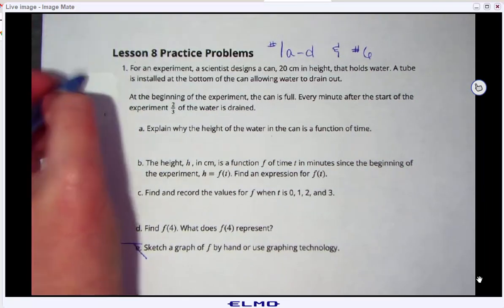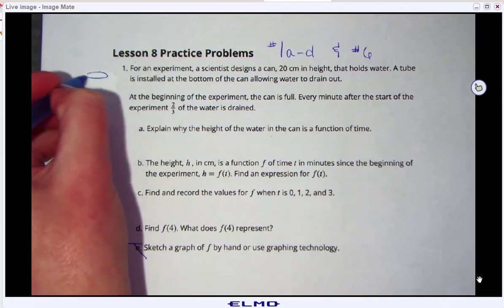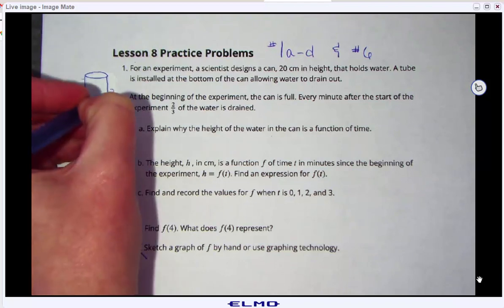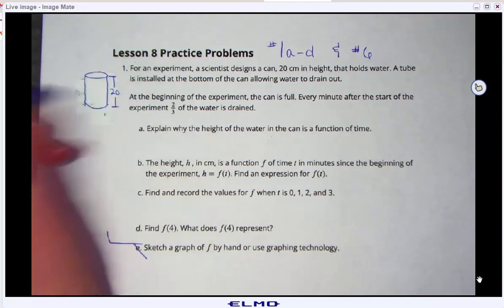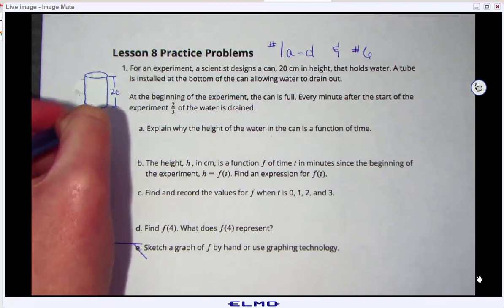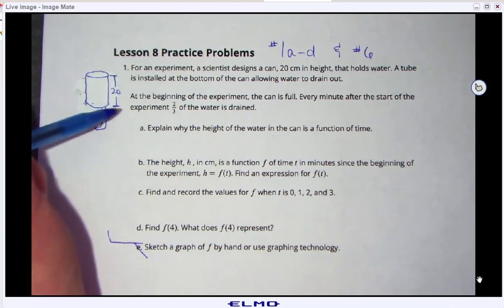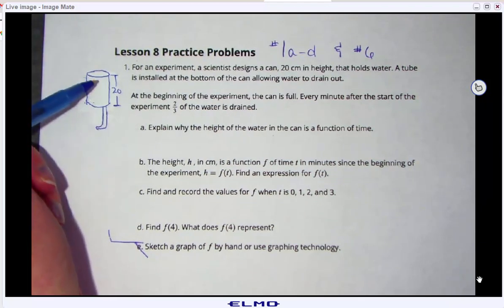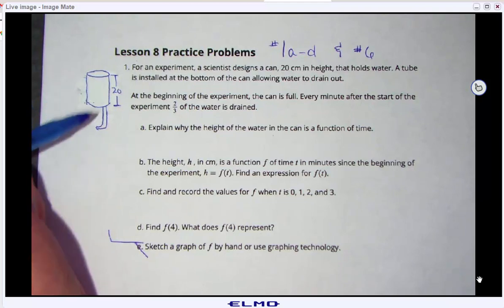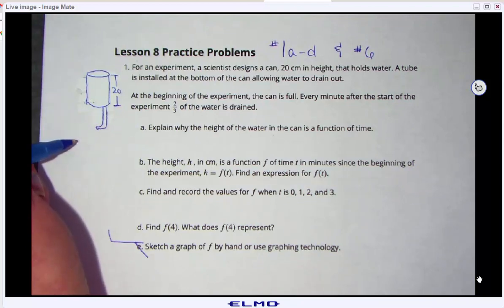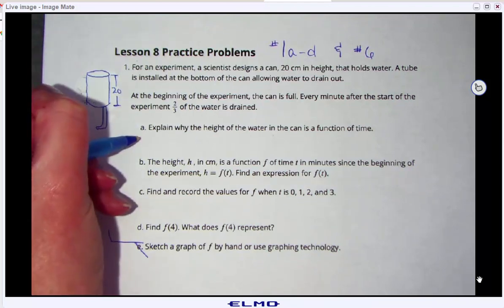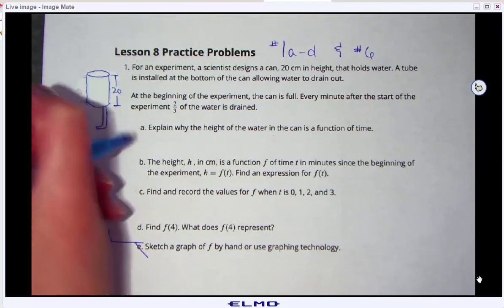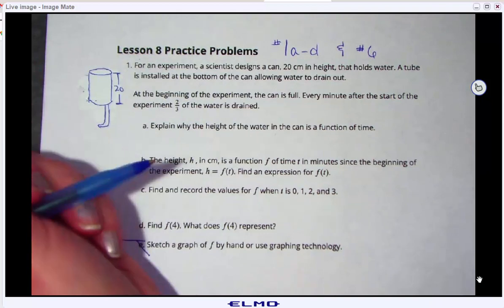For an experiment, a scientist designs a can that is 20 centimeters tall and holds water. A tube is installed at the bottom of the can to help it drain out. At the beginning of the experiment, the can is full, but every minute after the start of the experiment, 2/3 of the water is drained out. So, we need to explain why the height of the water in the can is a function of time.